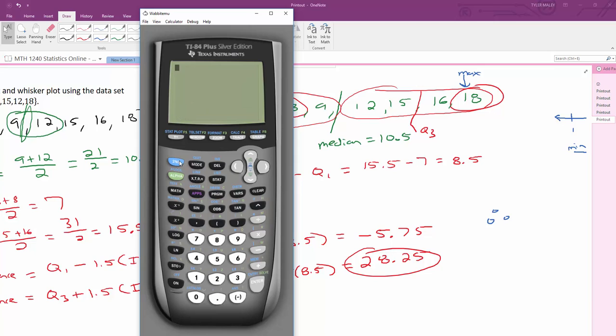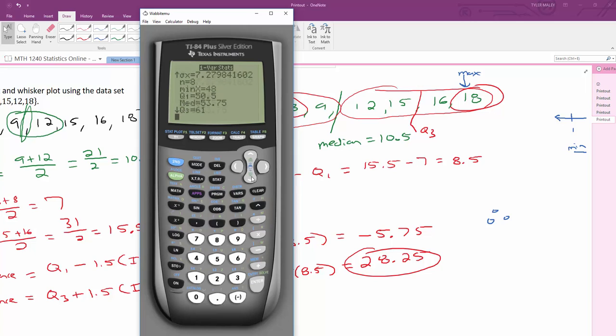Remember, once my data is in here, I can go to stat and go over to calculate and do one variable stats. We've done this a few times. My data is in L1, so I can just go down here to calculate. And remember, here's my mean, here's the sum of x and so forth, standard deviation.